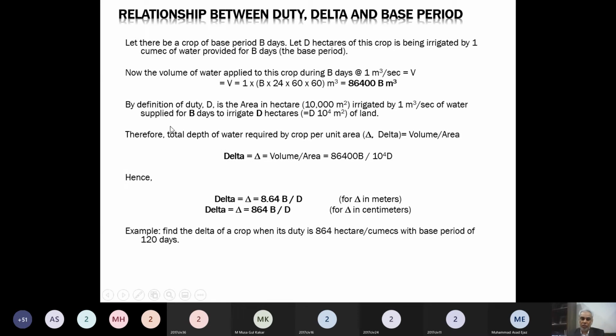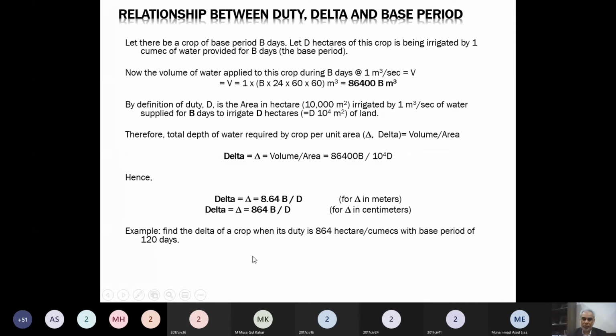Because of this variation, the conversion of duty into delta can be calculated in a similar way, but not with the same coefficients. The coefficient will be varying. Please try to find that one also. Using the same concept, convert the 1 cusec into volume in cubic feet, then divide it by D acres. Convert acres into square feet, and you know 1 acre is 43,560 square feet. Instead of 10 to the power 4, over here it will be 43,560. Then your delta will come out to be in feet. If you multiply that with 12, your delta will come in inches. So please try to find the formula for delta and duty in the FPS system also.